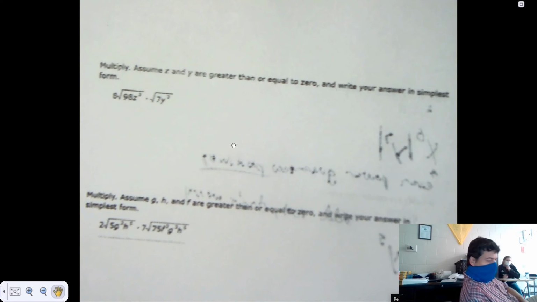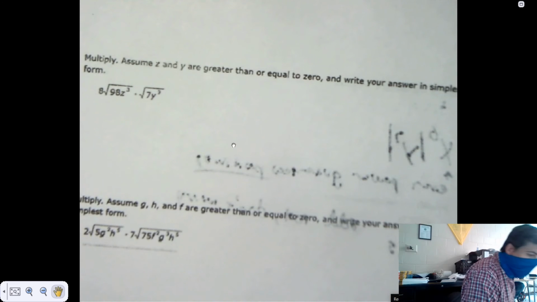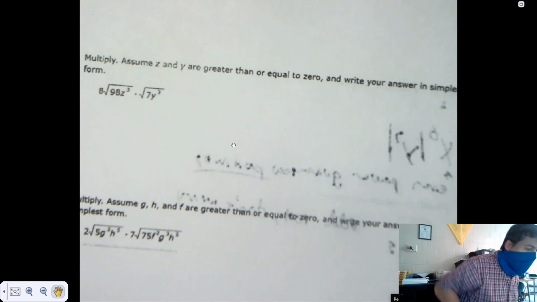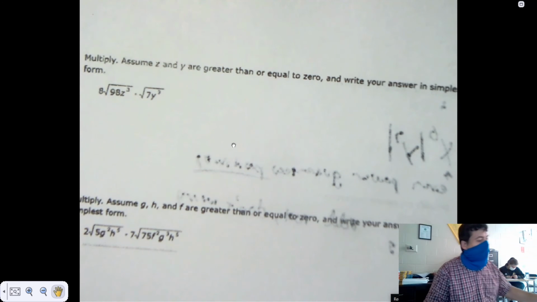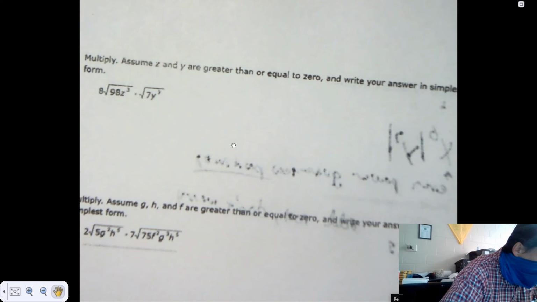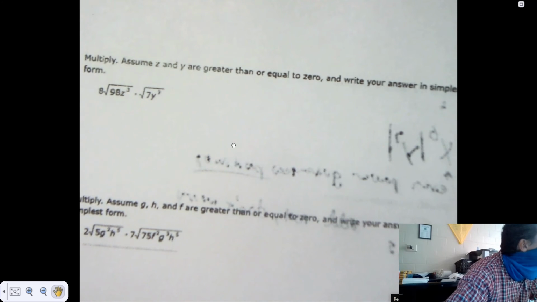We got another square root. Oh yeah, these are about as hard as this section gets. We have 8 times 98z cubed times the root of 7y cubed. I reckon we should probably try and break up 98. Give some factors in 98. 2 and what?